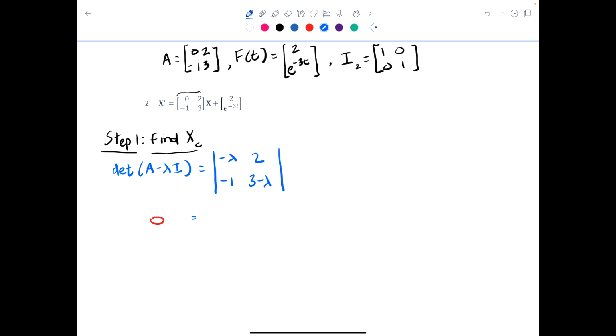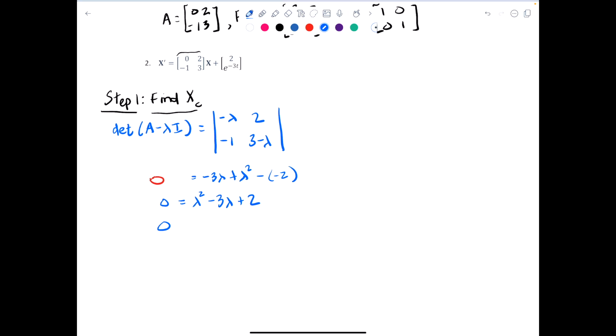And so we'll have negative 3 lambda plus lambda squared minus negative 2. So 0 will be lambda squared minus 3 lambda plus 2, which we are able to factor as lambda minus 2 times lambda minus 1. So lambda 1 will equal 2 and lambda 2 will equal 1.